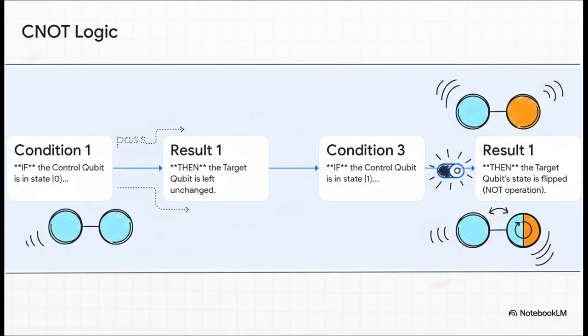Now, the logic here is surprisingly simple, but the consequences are, well, they're profound. Here's how it works. If the control qubit, the boss, is in the 0 state, it tells the gate, hey, stand down. Nothing happens to the second qubit. It's left alone. But if that control qubit is a 1, that's the green light. The gate activates and it flips the state of the other qubit, the target qubit. That's the whole operation. Simple, right?